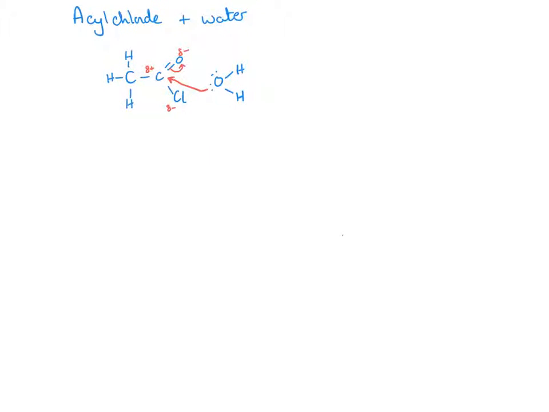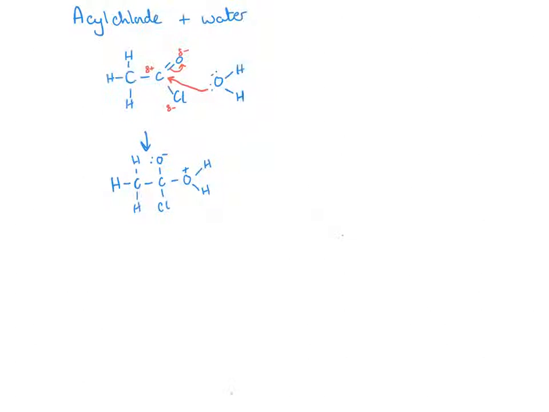And this bond is going to break and the electrons are going to go onto oxygen. So our intermediate structure for this, remember, the lone pair comes from that bond that's broken and it gives oxygen a negative charge. The oxygen from the water has shared its electrons, so it's now got a positive charge. And then we've still got the chlorine down here.